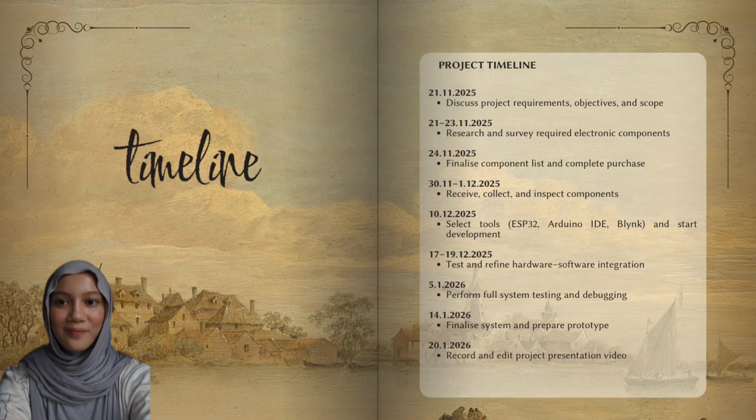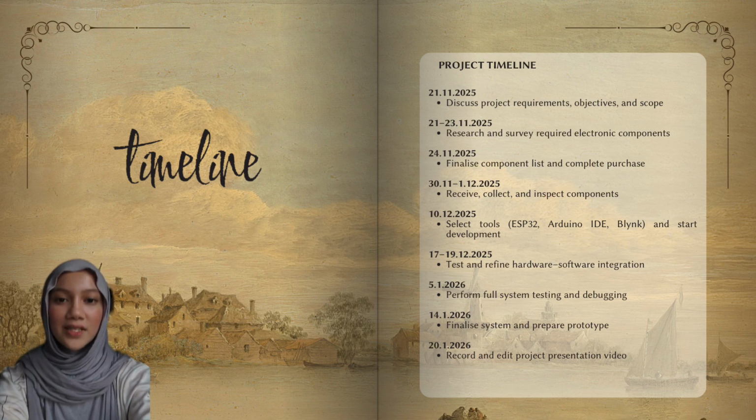For the project timeline, our work starts on 21st November 2025. At the beginning, we discussed the project requirement and objective. And then we decide to develop a smart home light control system. Then, we researched and selected the required components, finalized the list and complete the purchasing process.